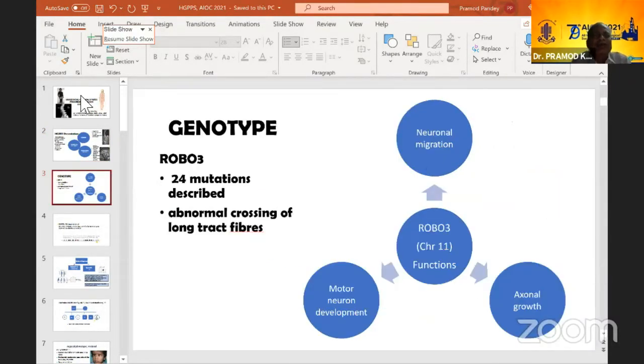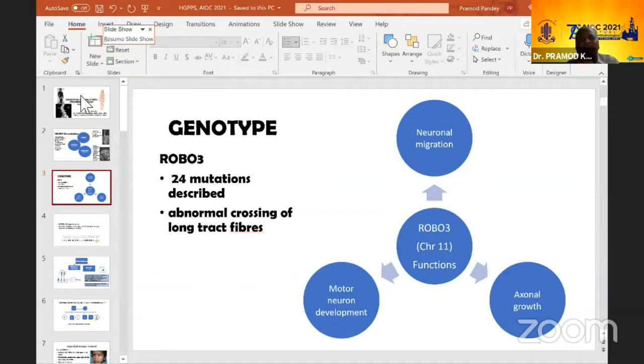Now the genotype is ROBO3. About 24 mutations have been described, and the problem is because of the abnormal crossing of the long tract fibers in the medulla. They are not able to cross. Normally, the CNS works on crossing of fibers, because balance is very important, and for balance we need crossing. So our CNS works on the basis of crossing of fibers.